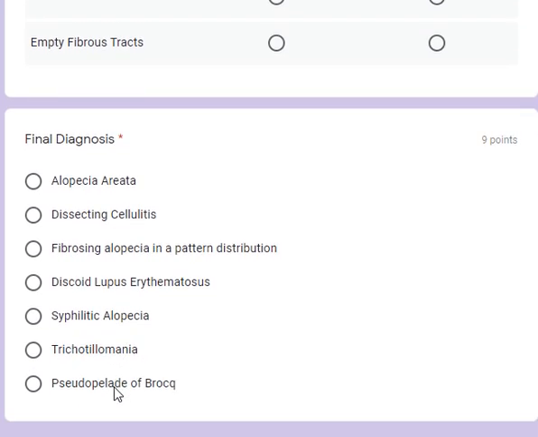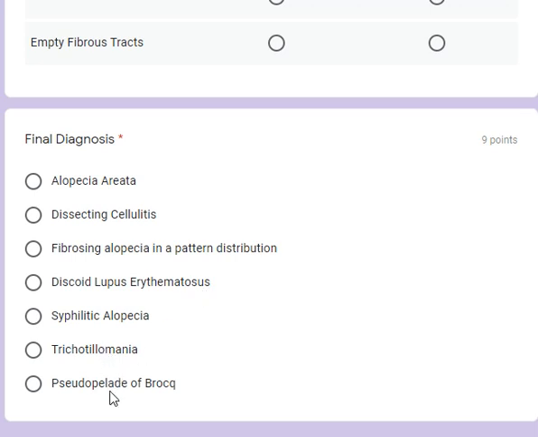The final diagnosis here is lichen planopilaris in a pattern distribution, and this particular entity is now called fibrosing alopecia in a pattern distribution. It is not DLE, you're not seeing any basement membrane thickening, you're not seeing mucin, and the clinical is not DLE. Syphilitic alopecia, of course, can present as anything, but I've not given you any clues to suggest this is syphilis. There's no plasma cells, and I've given you no history to suggest it's syphilis.